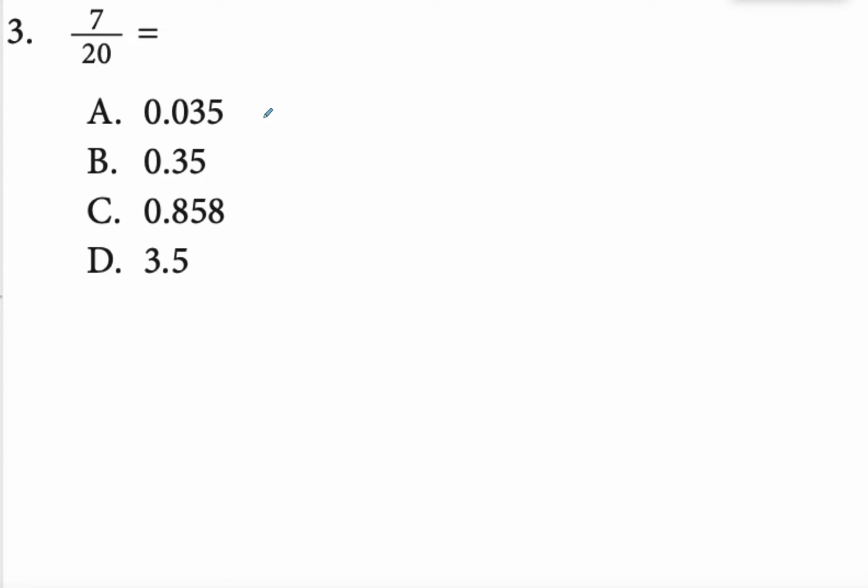Number 3, 7 over 20. How do you calculate 7 over 20 without the calculator? You know what? If the denominator was 10 or 100, then it would have been much easier. Oh, you know what I can do? I can multiply top and bottom by 5. Why am I doing that? Then top becomes 35, bottom becomes 100. So what is 35 over 100? That's right, that would be equal to 0.35. Choice B would have been the answer.